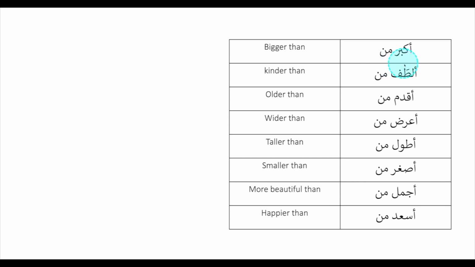Great. Let's have a look at these comparative forms again. Akbar min, altaf min, aqdam min, a'rad min, atwal min, asghar min, ajmal min, as'ad min. Before I give you the superlative for these comparatives, how about you give it a try? I'll pause and wait for you. Great. Assume you gave it a try. Let's have a look whether you got it right or not.